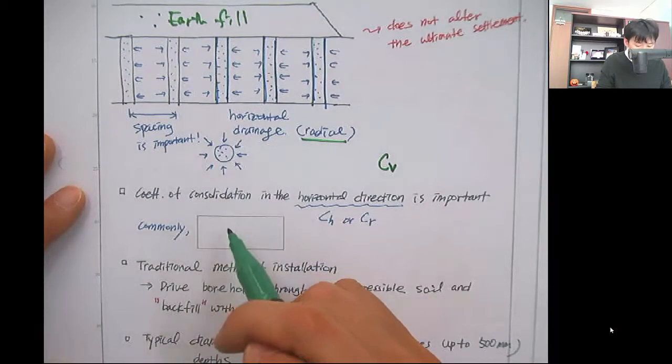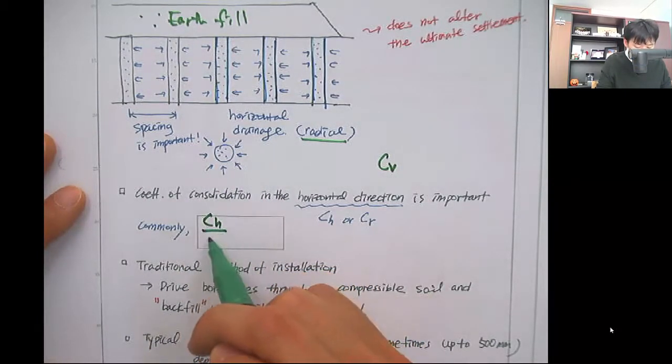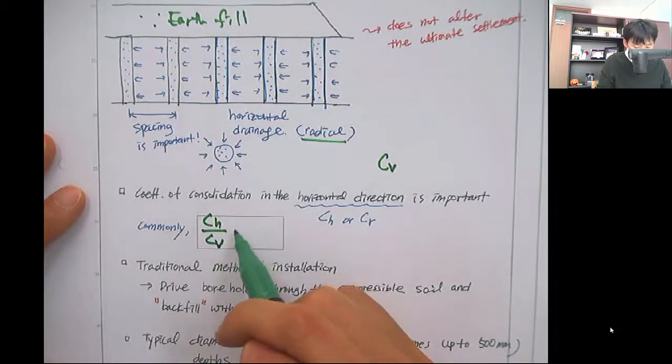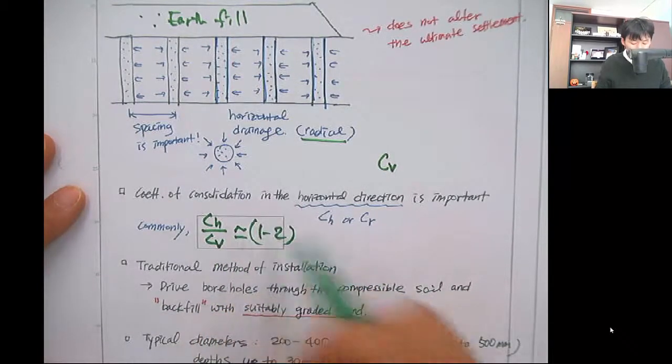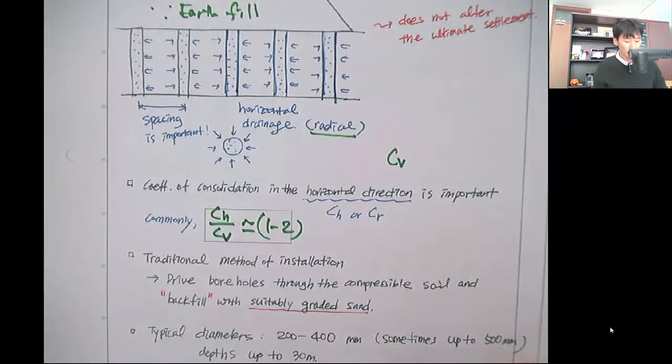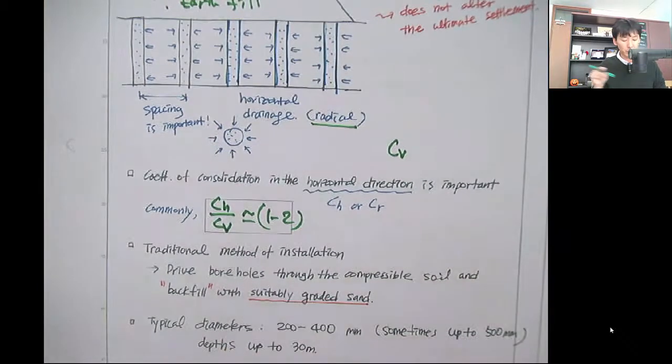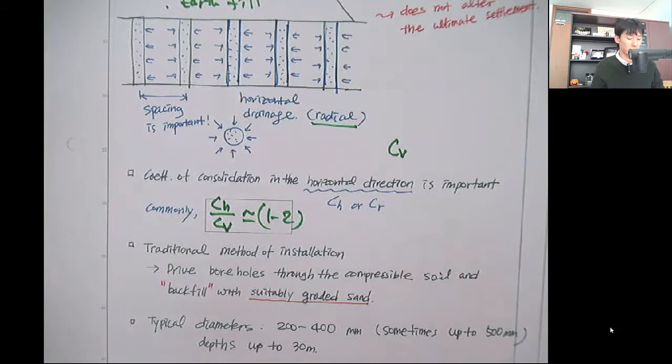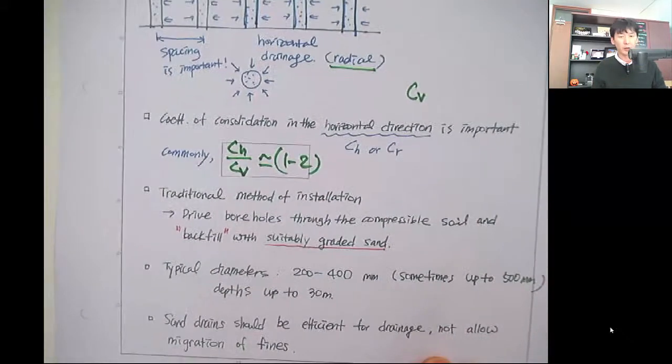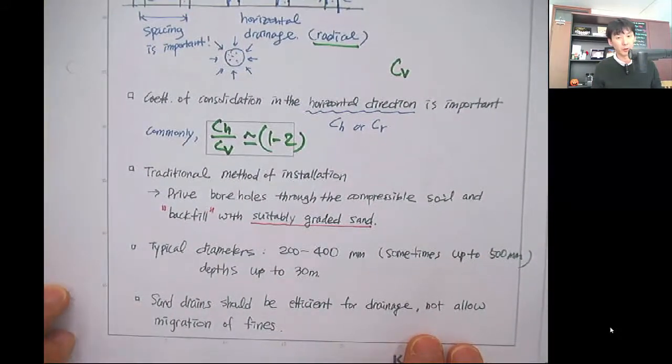Commonly C_H over C_V is 1 to 2, which means that C_H is typically larger than C_V. So the horizontal direction coefficient of consolidation is larger than the vertical direction coefficient of consolidation. I think this is related to the fabric of the clay.